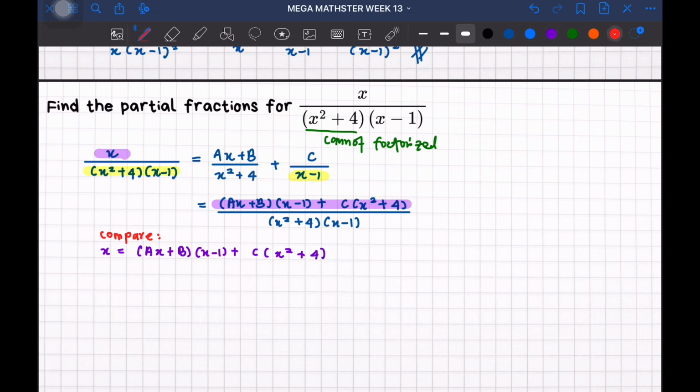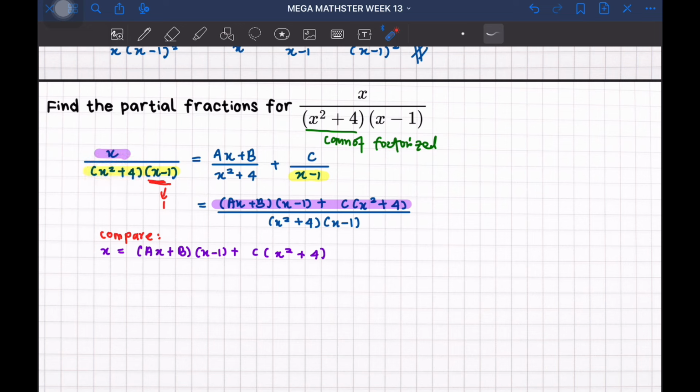Right, so now to find the value of a, b and c. So we have three values, which means three unknowns, so we are going to need three values of x. The only value of x that we can get from this denominator is just 1. Why? Because this one cannot be factorized, so we will not get any value of x from here.